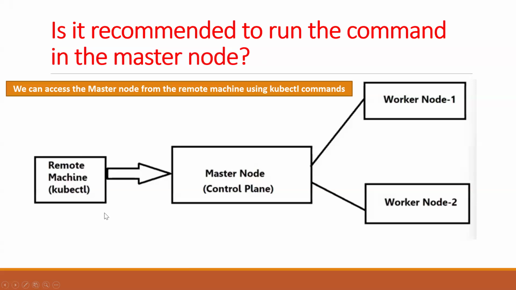Yeah. So, remote machine. Why do we need a remote machine? To communicate with the master node. Directly we cannot communicate with the master node, because if we make any mistakes on the master node, it will definitely crash. So that's the reason you can take another remote machine, and on that remote machine you can install kubectl. Then you can communicate with the master node through kubectl commands, so we can access the master node from the remote machine using kubectl commands.